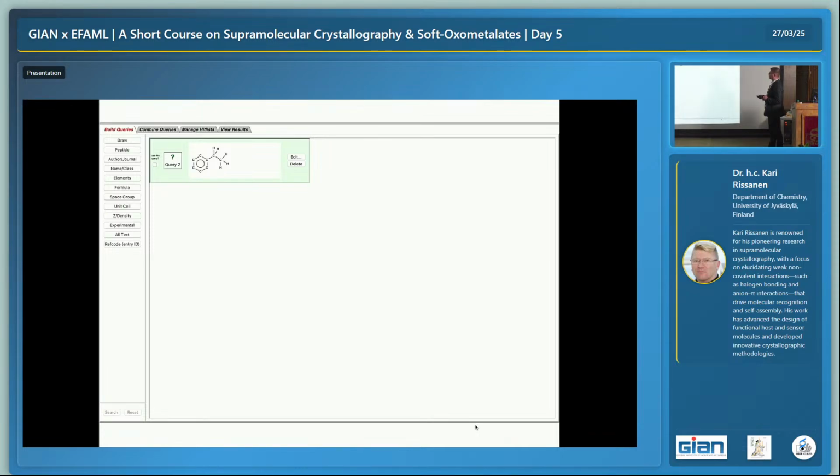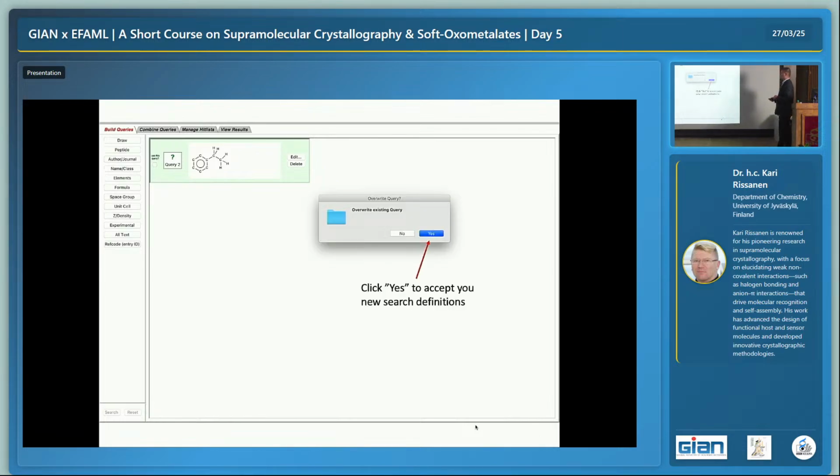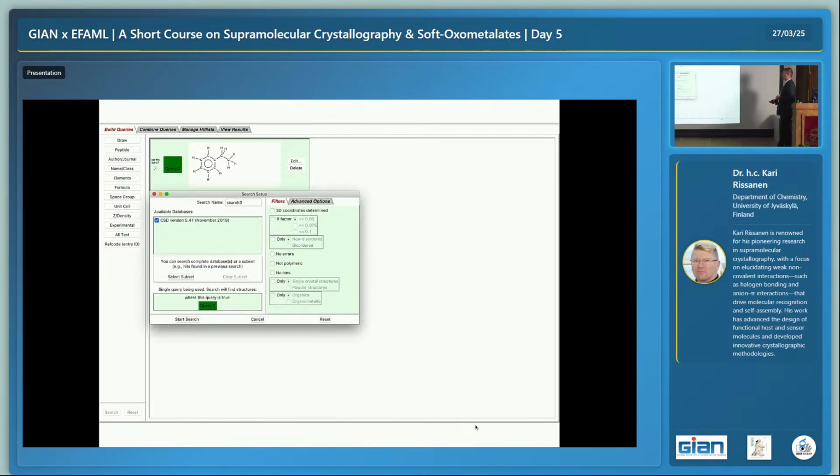So I can go and edit this one here, define the results a little bit more tightly. Because if your search is really broad, you get millions. Not millions, but hundreds, thousands. But make it narrower, then we override the existing one, click yes, and redo this. So look, we added hydrogens. Now this is really a benzene.